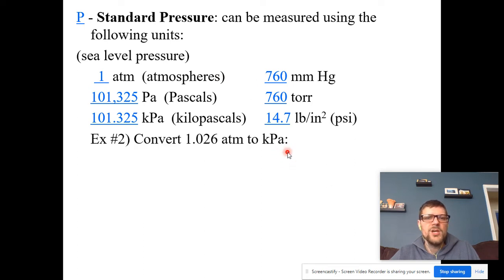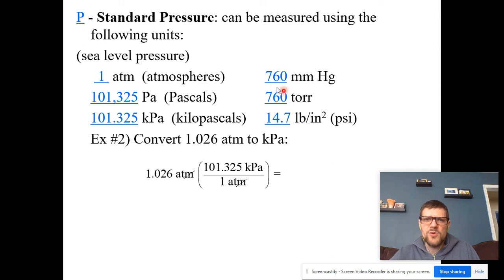So for example, say we wanted to convert from 1.026 atmospheres to kilopascals. We're starting with atmospheres. We want to go to kilopascals. We know that there's 101.325 kilopascals in 1 atmosphere. So I set up my conversion factor with the thing I want to end up with on top and the units I want to cancel out on the bottom. The numbers then just come from these numbers that I've given you here.